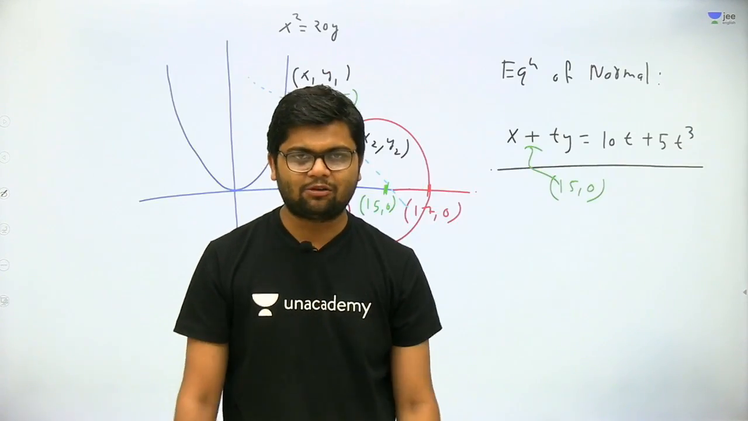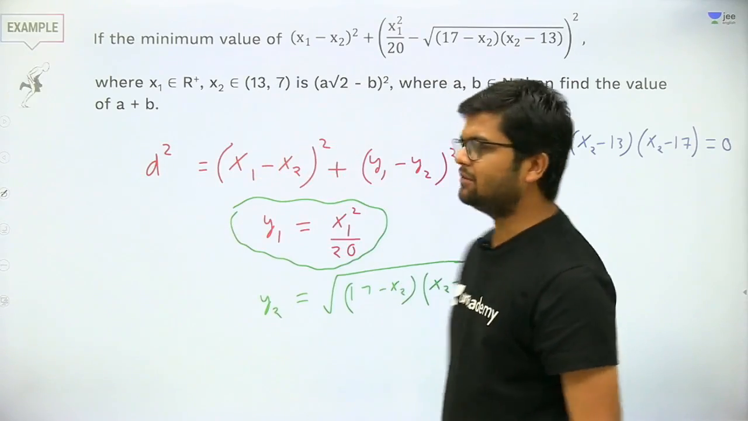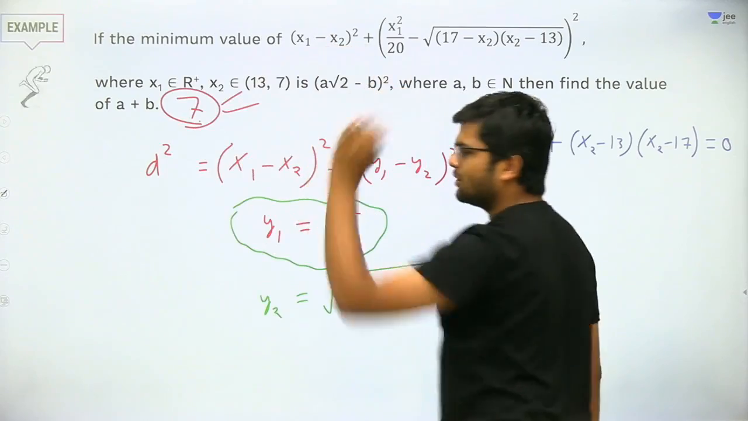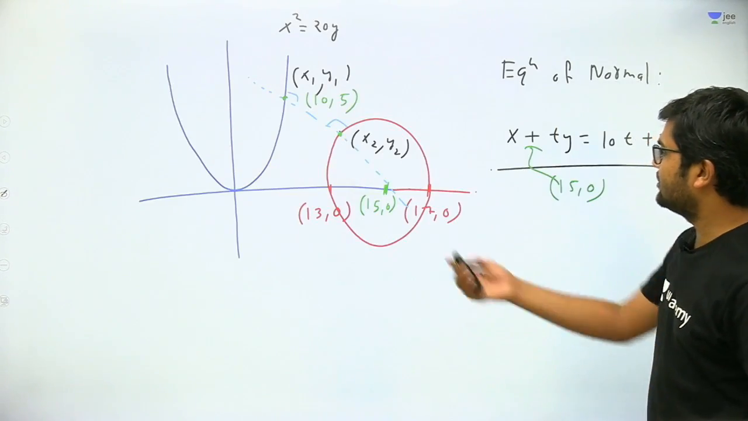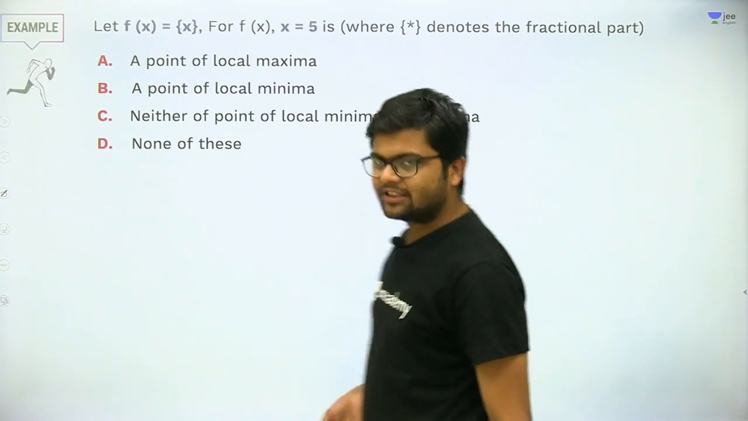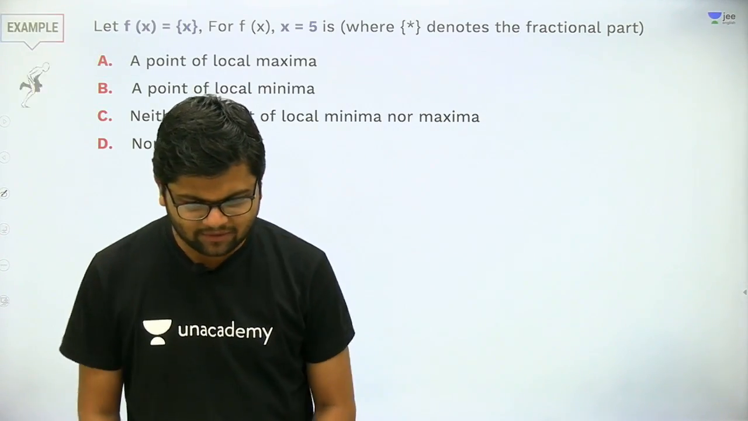So if you compare it with this expression, a plus b will come out to be 7. Got my answer? Got my point? It was a wonderful question. You need to understand everything. Very good. Now let's try the next question. It is a very simple question.